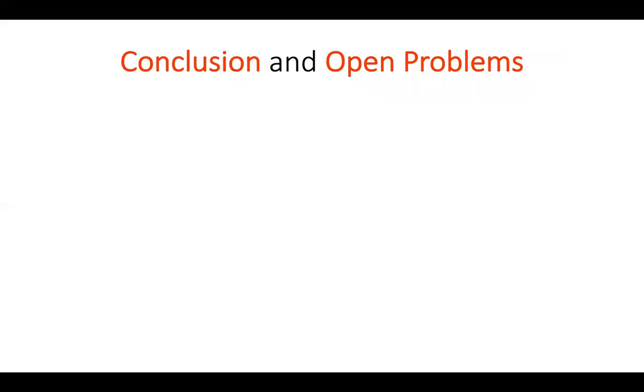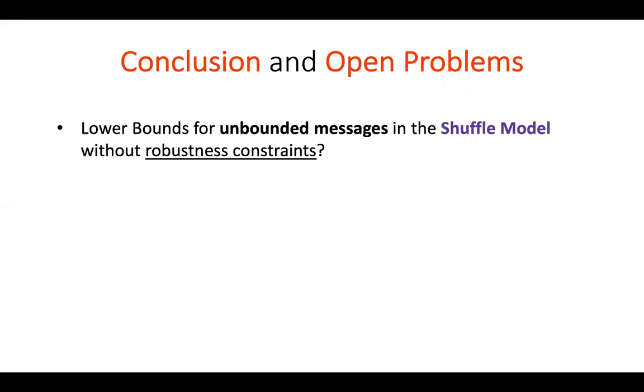Finally, we conclude with some open problems. The first one is whether we can prove lower bounds for unbounded messages in the shuffle model without robustness constraint. The result by Chill and Allman only worked for a robust model, and our lower bounds do not work for the unbounded case. So this is a very interesting question.